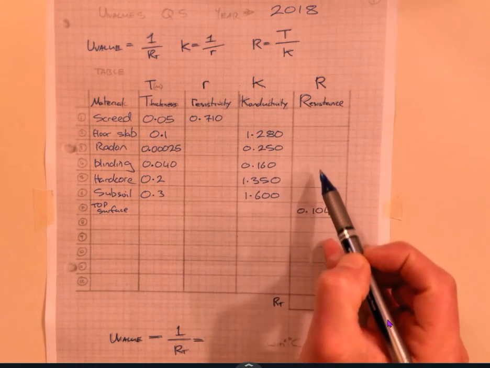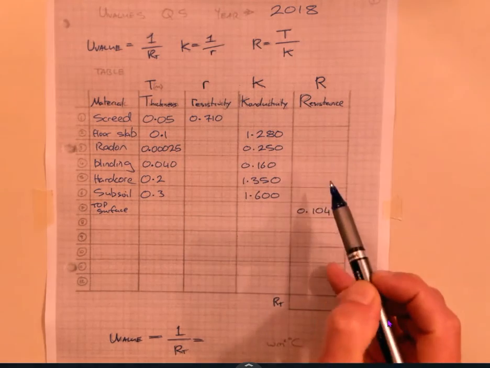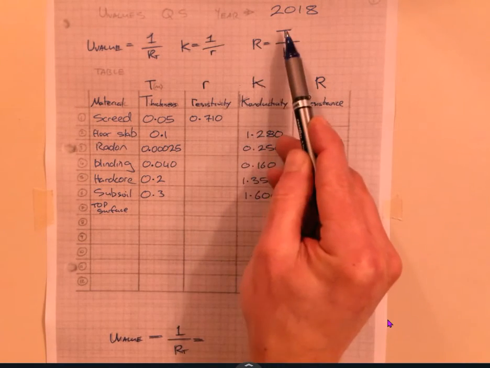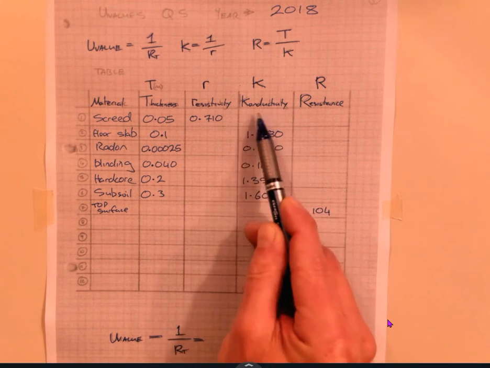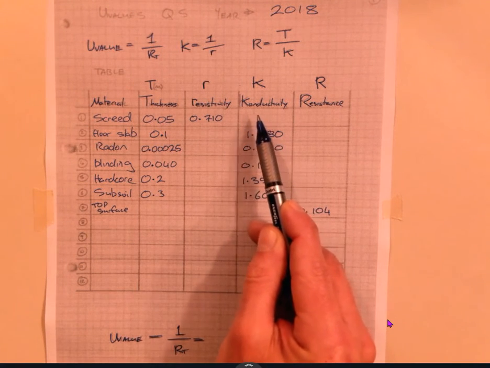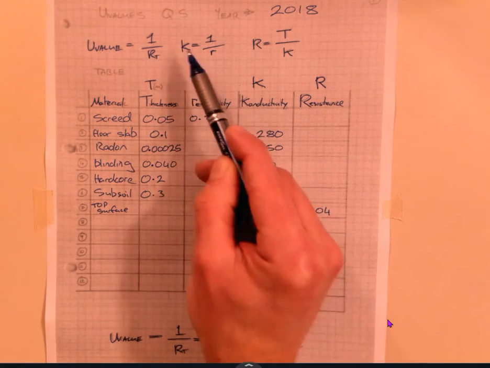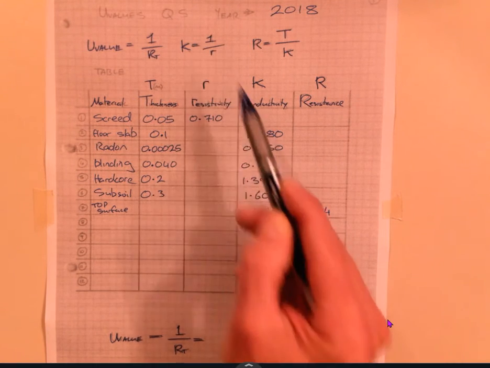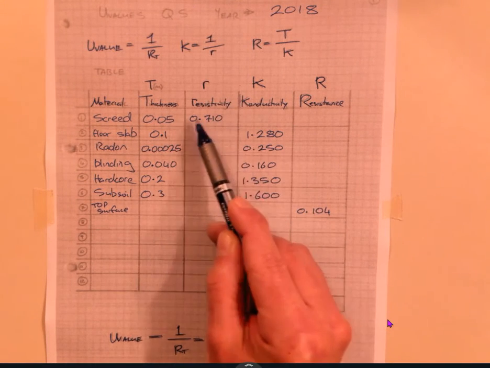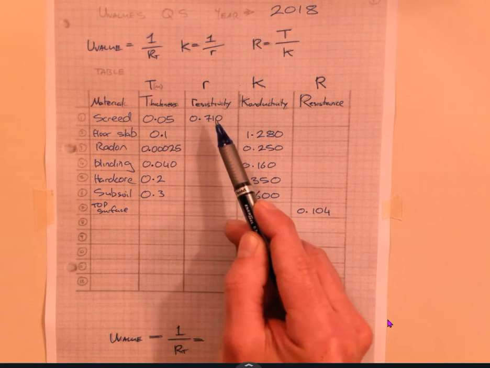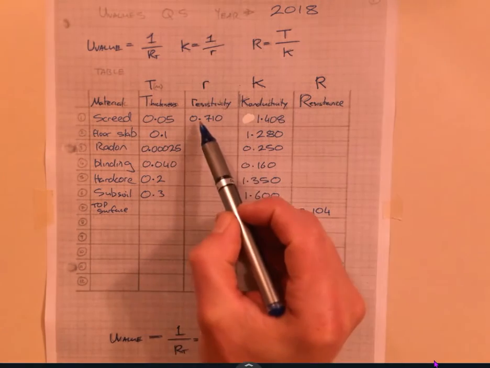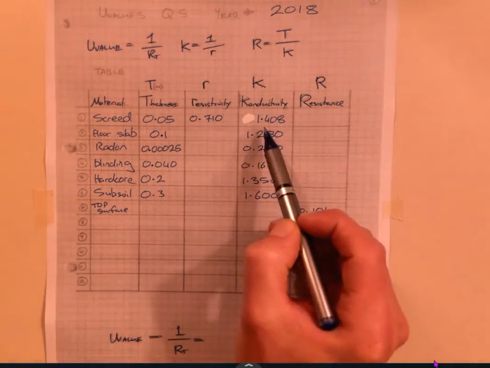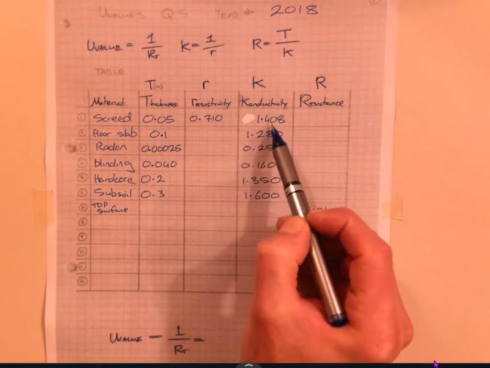We need a resistance measurement for each material. My resistance is thickness divided by conductivity. So I have all of the conductivities given to me apart from one. I need to find one conductivity. It's for the screed. Conductivity is 1 divided by resistivity. So 1 divided by 0.710 gave me a conductivity of 1.408.